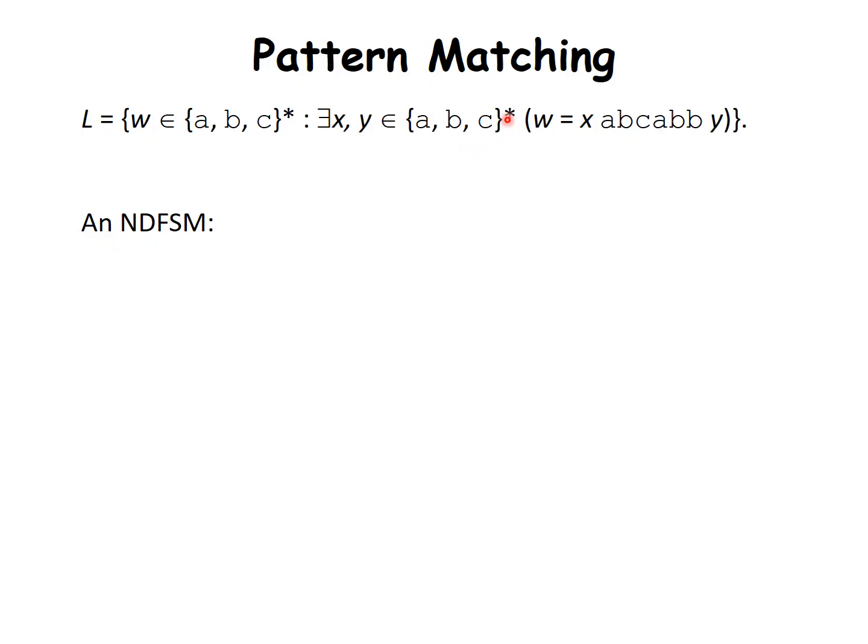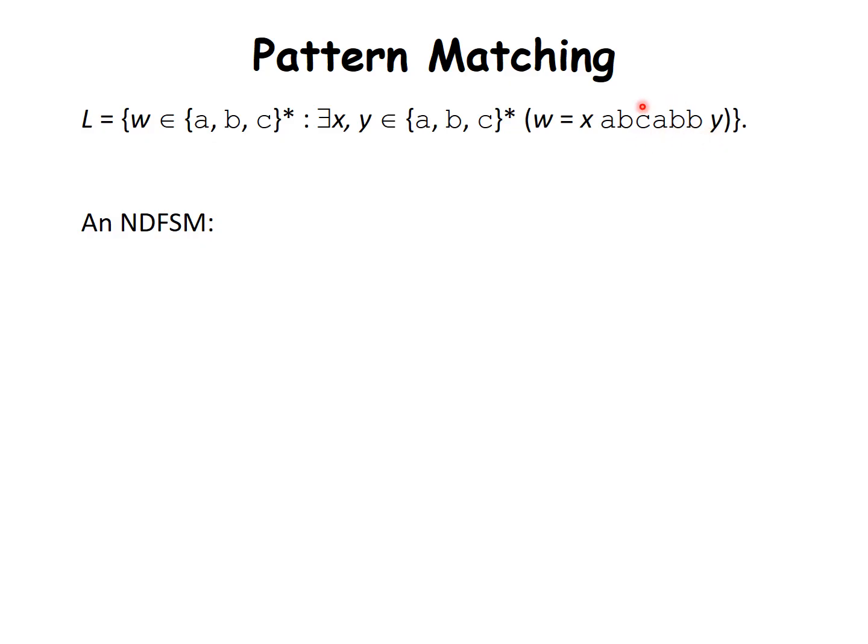The star indicates, as you already know, that it may appear 0 times or more times. So it can appear 0, 1, 2, 3, any number of times of A, B, C. A can appear 0 times, 1 time, 2 times and so on, and similarly B and C. Let us see the combination of the pattern as given here: W is equal to X, ABCABB, Y. How do you construct it?